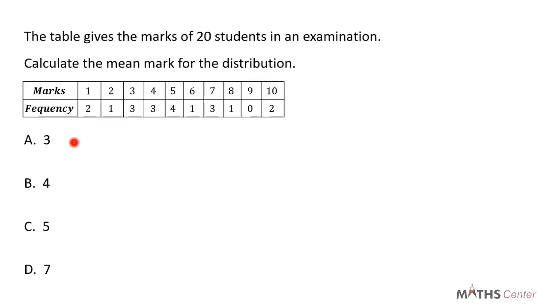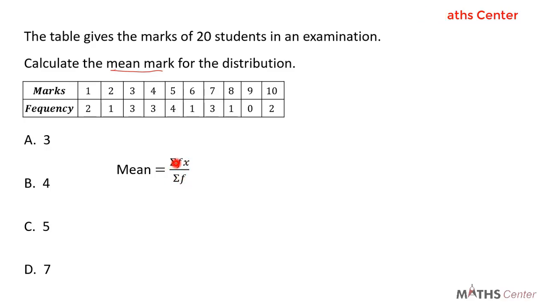We are going to calculate the mean mark. This is a multiple choice question, and so we will solve the question, and after that we will pick the correct option. The mean mark will be given by the formula sigma fx divided by sigma f. That is the sum of fx divided by the sum of f.